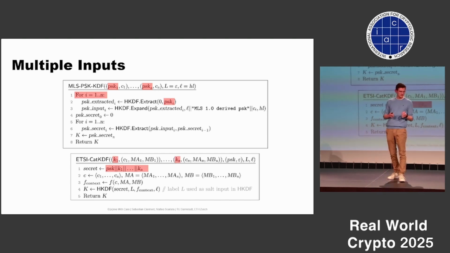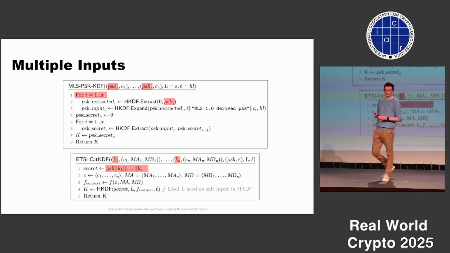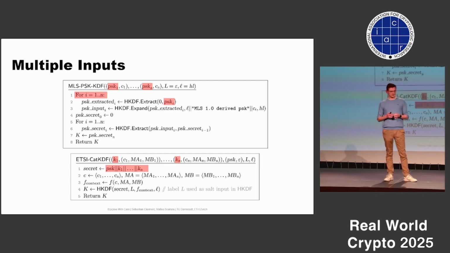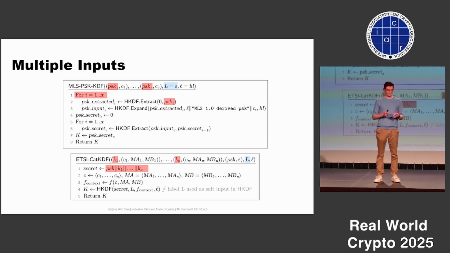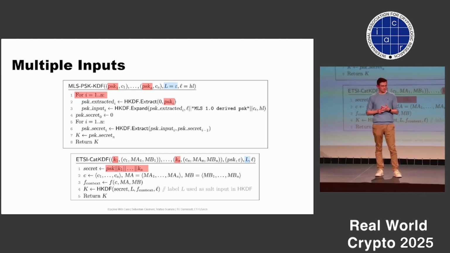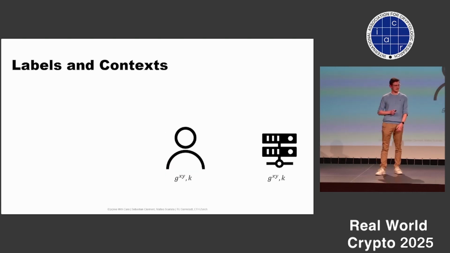In contrast, there's CatKDF, and it was proposed by ETSI, which does not iterate over the secrets, but concatenates all the secrets and then uses them as one big input to HKDF. On the topic of interfaces, we can also observe that they deal differently with the label input. MLS does not take a user-defined label input, but uses the empty string and fixes this to the string MLS derived PSK, while ETSI CatKDF lets the user choose an arbitrary label.